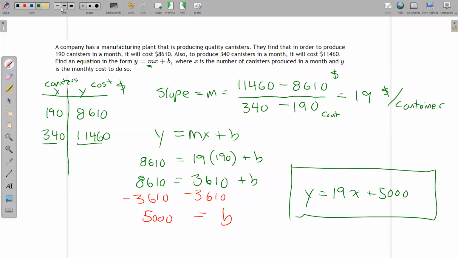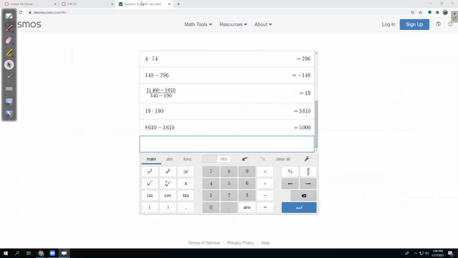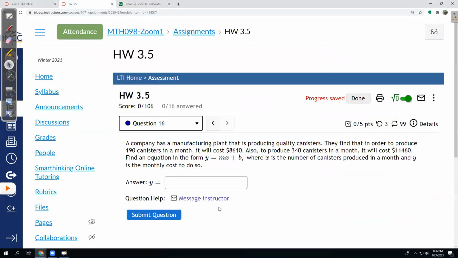So just a note about the two numbers I got here. This right here is a variable cost, that's my $19 per container. And then the other number is the fixed cost. Before they start making any containers, it's going to cost $5,000 to get everything set up to make containers. All right, so did that answer the question, and I hope that helped, Alex.